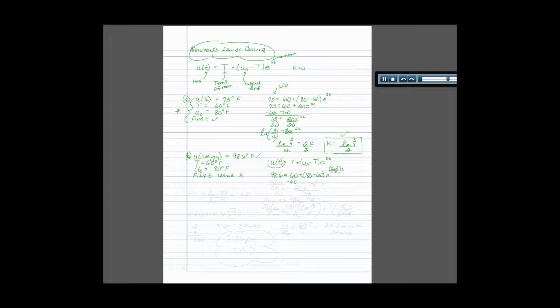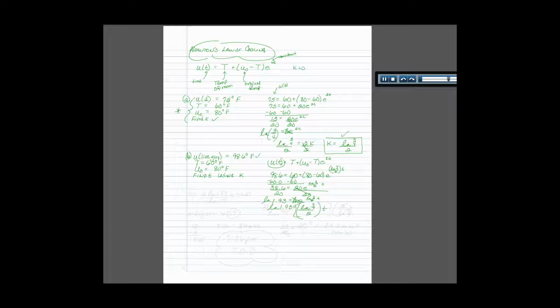So we're going to subtract 60 from both sides, line up decimal points, and you get 38.6 equals 80 minus 60 is 20, e to the ugly stuff, ln of 3/4 over 2 times t. Divide all of that by 20. When you divide that by 20, you get 1.93 equals e to the, again, ugly stuff. We don't care how ugly it is. Doesn't matter. Calculator's doing the work. Take the ln of both sides to get rid of the e. And you have ln of 1.93 equals ln of 3/4 over 2 times t.